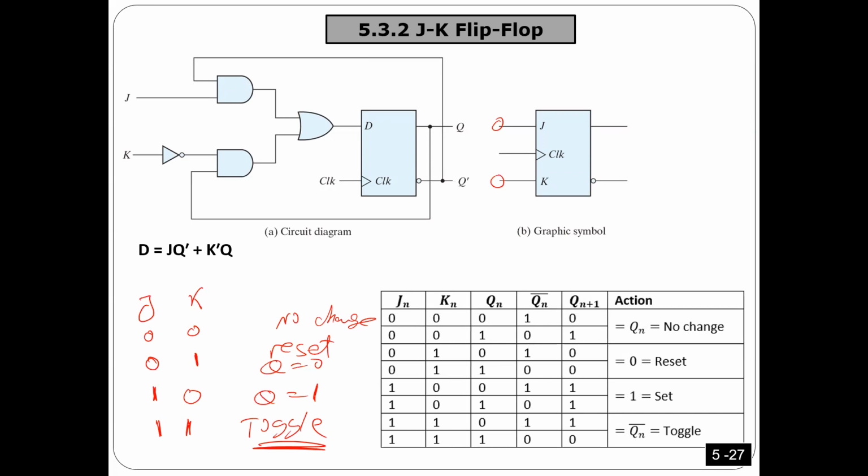Okay, so let's look at the table. That's exactly what I'm explaining here in this table. Look at this table here, guys. So 0, 0, as I told you, it means no change.